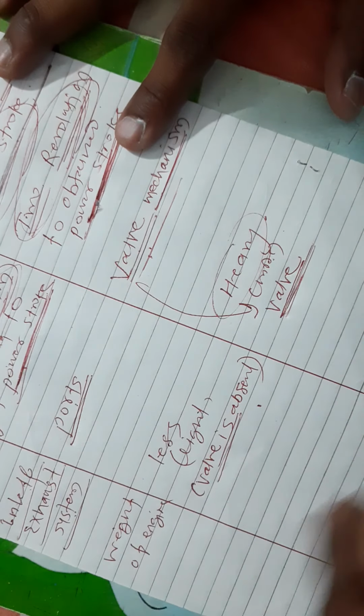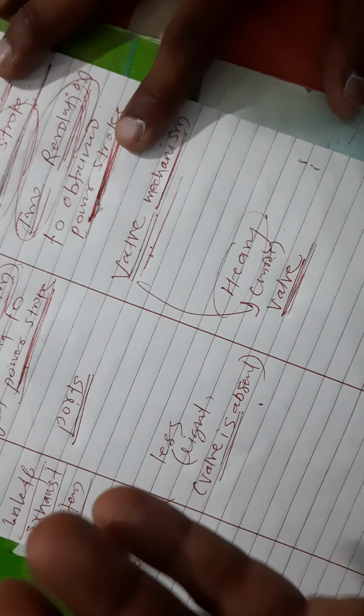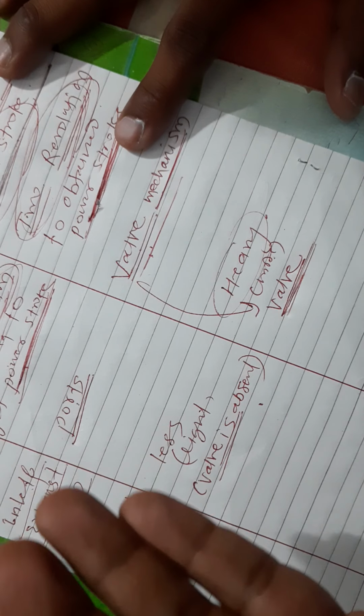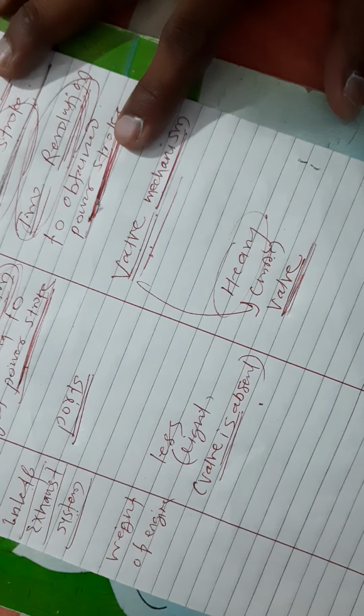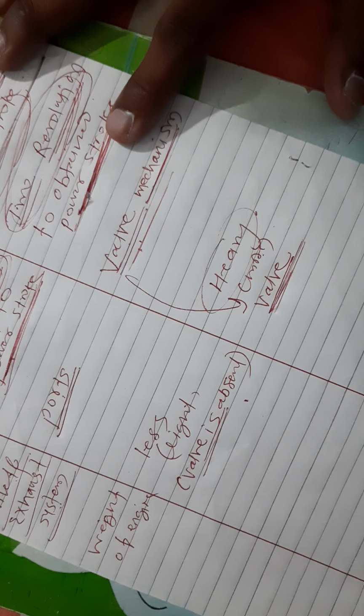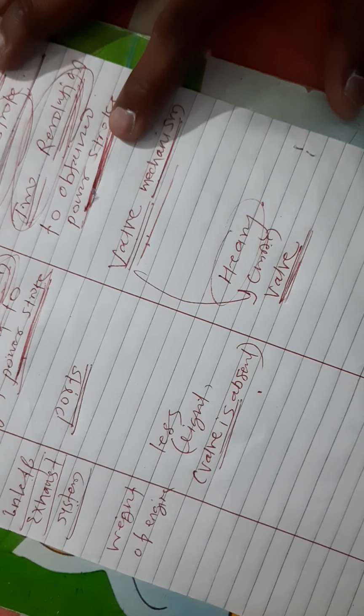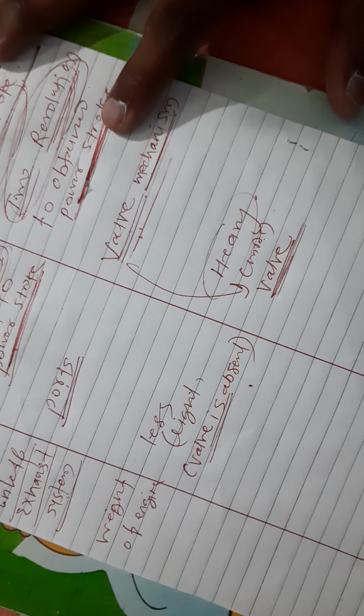The engine construction also becomes robust, because the valve mechanism is there, and due to it more parts are required. Due to more parts, the weight of the engine increases, because more parts are assembled in the four-stroke engine. But in the two-stroke engine, the valve mechanism is absent, so fewer parts are required, and automatically the weight of the two-stroke engine is reduced and the engine becomes light.